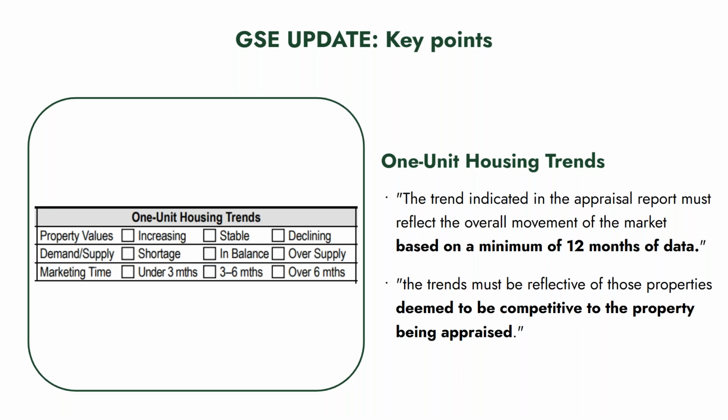They also go on to say that the trends must be reflective of those properties deemed to be competitive to the property being appraised. What they don't want us doing is drawing a 5-mile radius around the subject and saying, give me all of the properties that are located within those 5 miles and what is the trend. They want us to apply some filters to try and find competitive properties. Why?